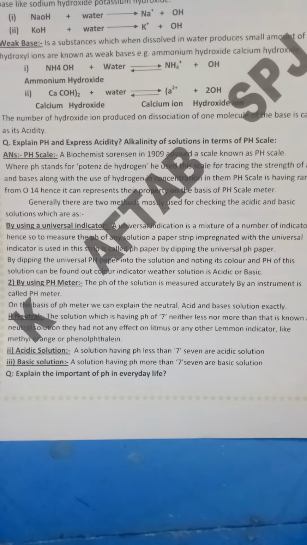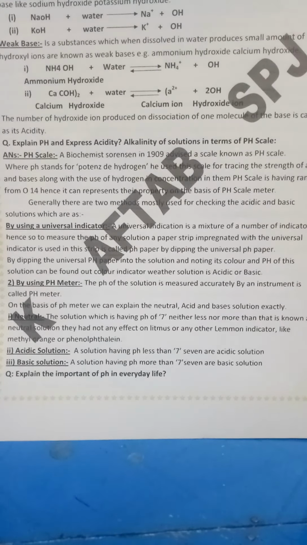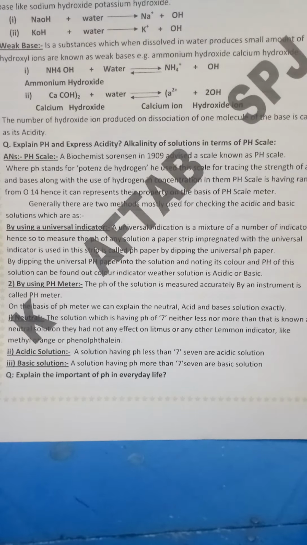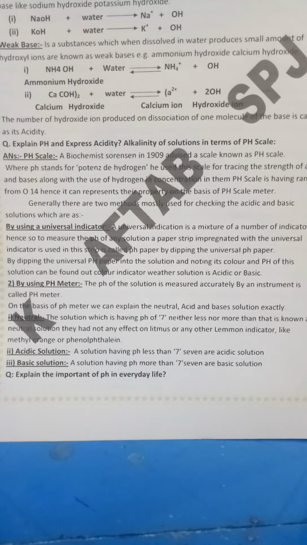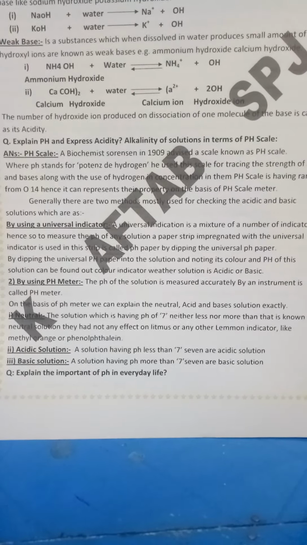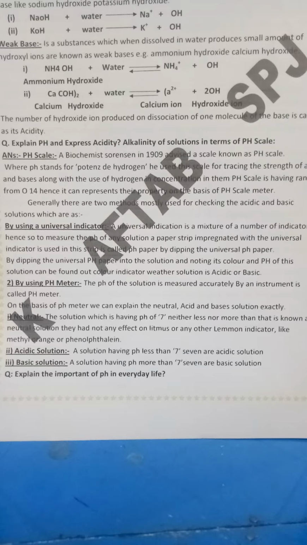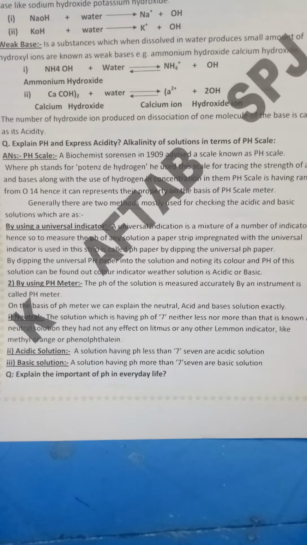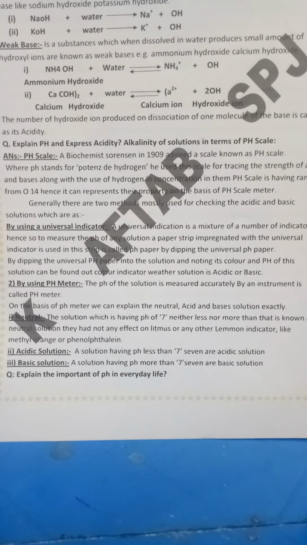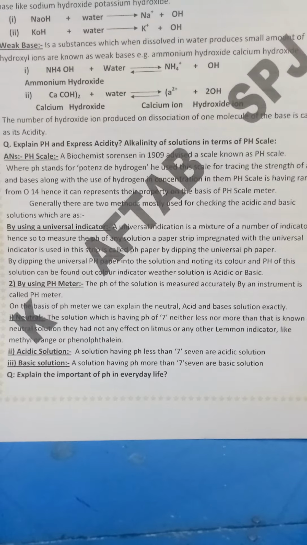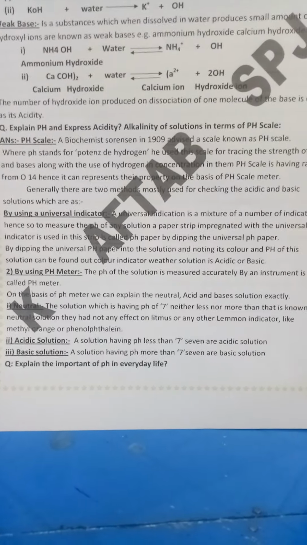What is the reading scale of pH? The pH scale has a reading from 0 to 14. A number of times a question has been asked: what is the pH of blood? 7.4. What is the pH of soil? 6.5. What is the pH of acid rain? 5.6. These are examples. You have to remember all other important things and their pH values. So I hope you understand it.